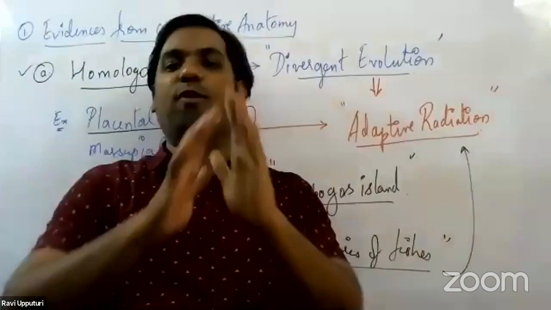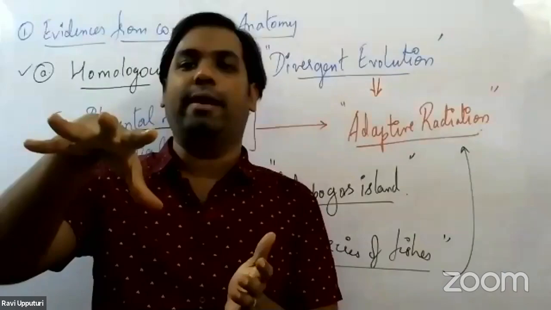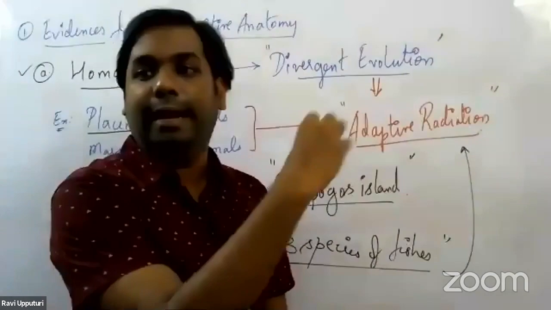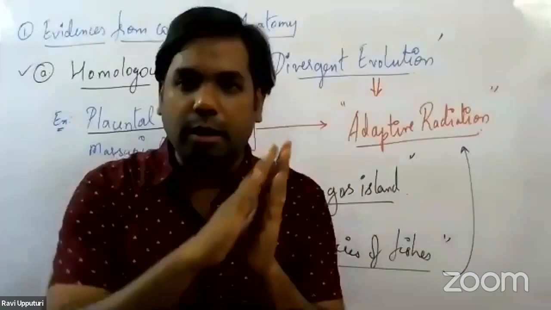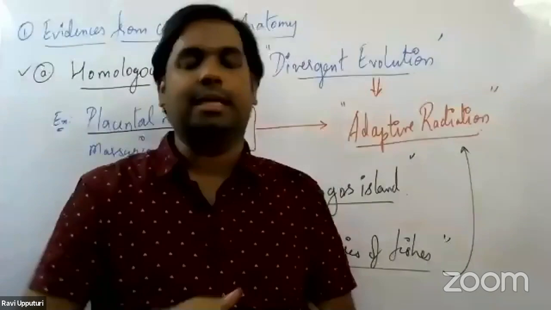So what does adaptive radiation mean? From one single habitat, organisms are migrating or radiating to different habitats. Based on the environmental conditions at the habitat where they migrate to, they undergo some sort of adaptations leading to the formation of a new species. Such a process is what we call adaptive radiation.